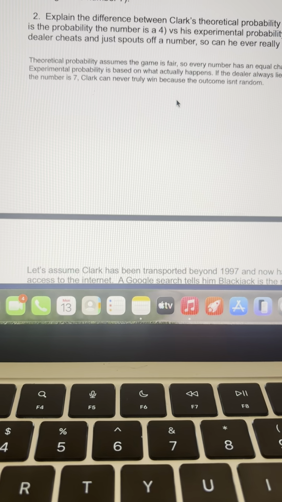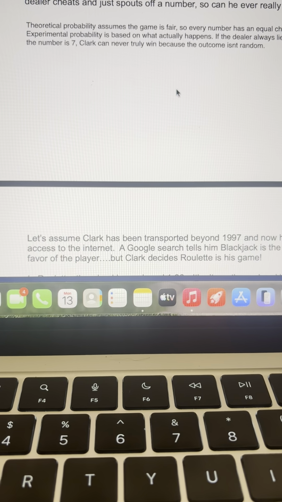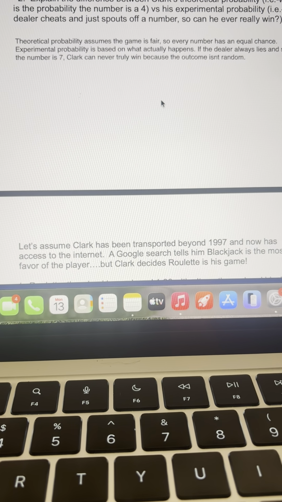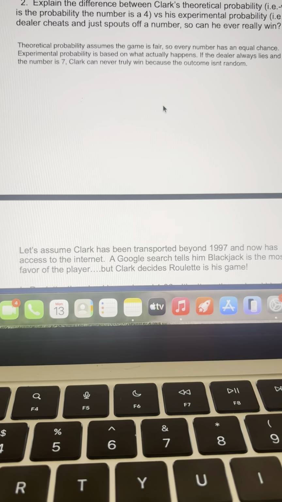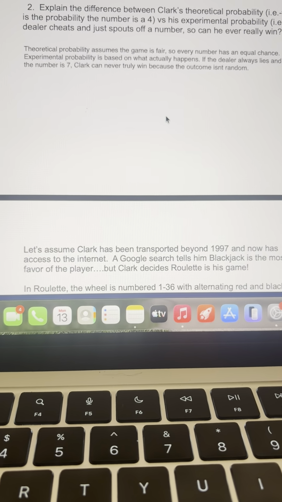For number 2, I think the game is fair because every number has an equal chance. And yeah, I think if the dealer lies, then Clark can never truly win.